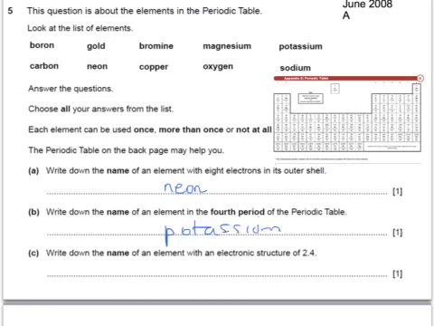And the name of an element with an electronic structure of 2,4. Well, that's got 6 electrons altogether. It's going to be in the 2nd period and the 4th group. That one looks like being carbon.